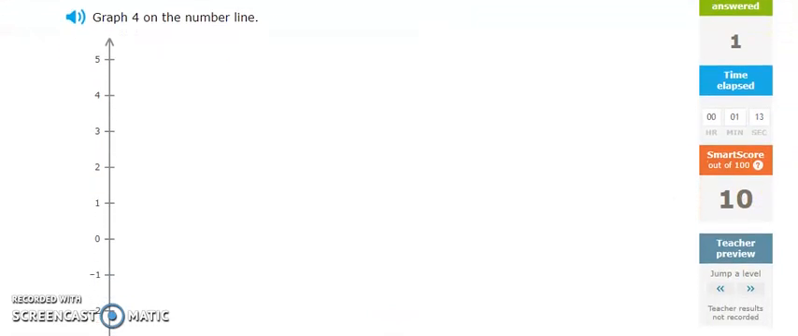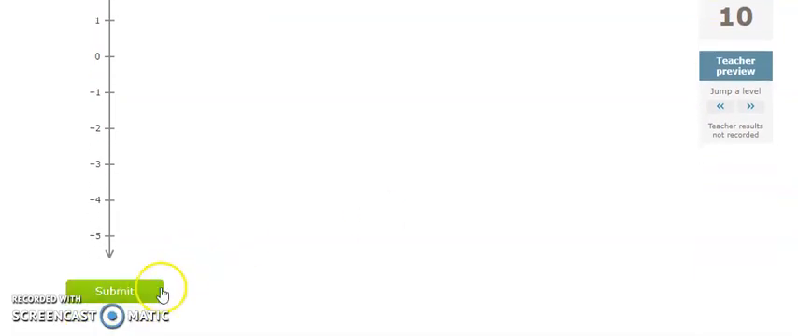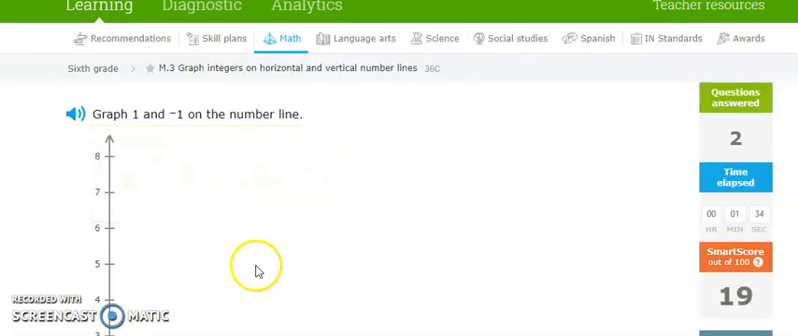For our second question, we are graphing number 4 on, now we have a vertical number line. Before it was horizontal or kind of flat. Now it's vertical or up and down. So if I need to graph the number 4, this is still pretty straightforward. I have my 0 here, numbers going up. I go up to 4, click on that, scroll down, submit, and that is also correct.